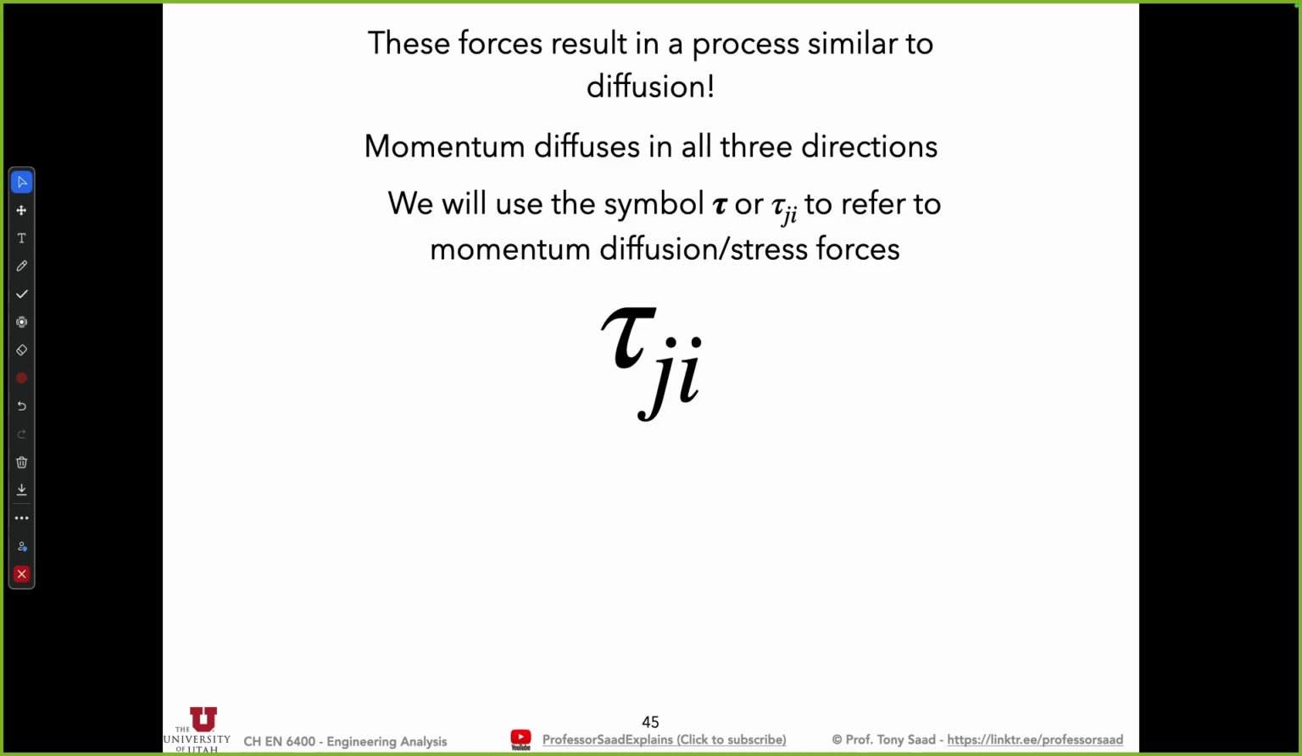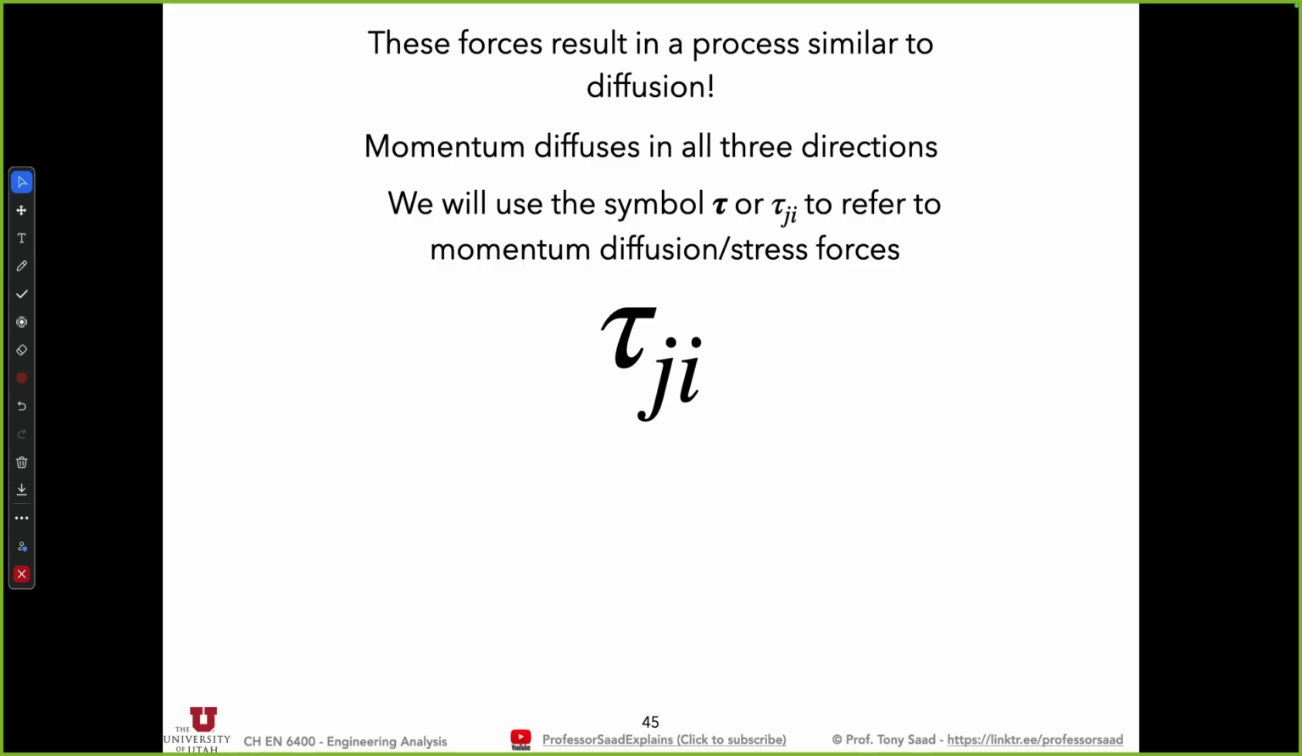And we're going to refer to diffusion of momentum, the diffusive flux of momentum, or the stress forces caused by fluid elements, as tau ji. What do j and i represent? I'm going to follow my nomenclature. I know you've probably seen it as tau ij, but that's wrong. It should be tau ji, and I'll explain why. Now, it's a nomenclature, a convention thing.